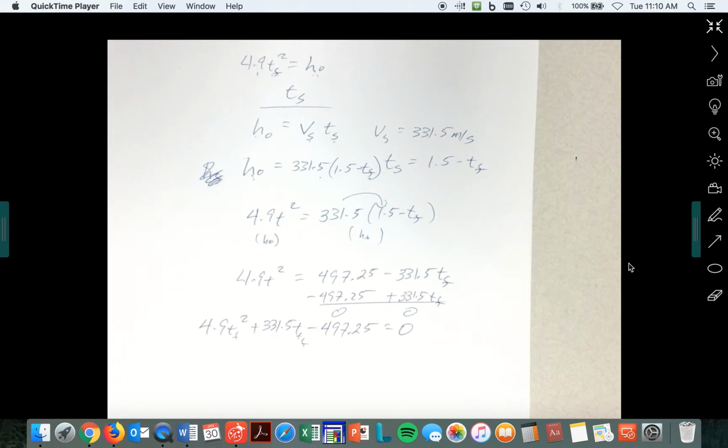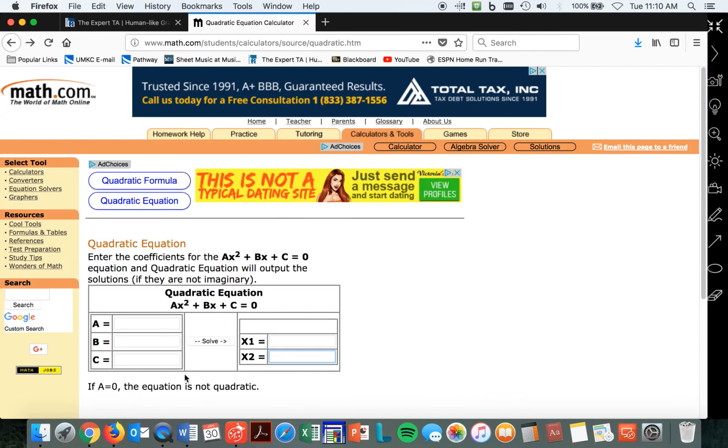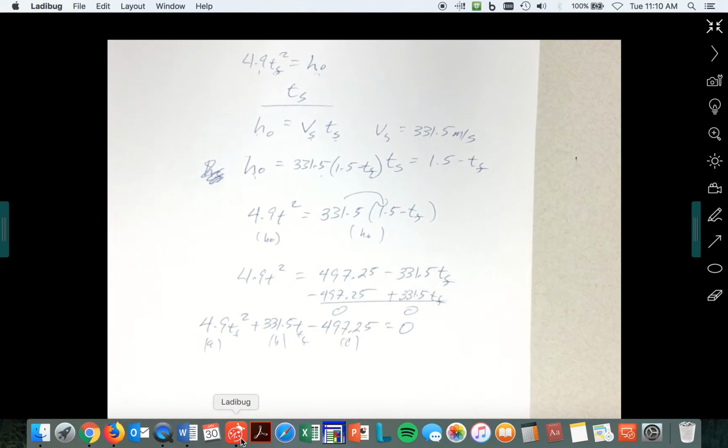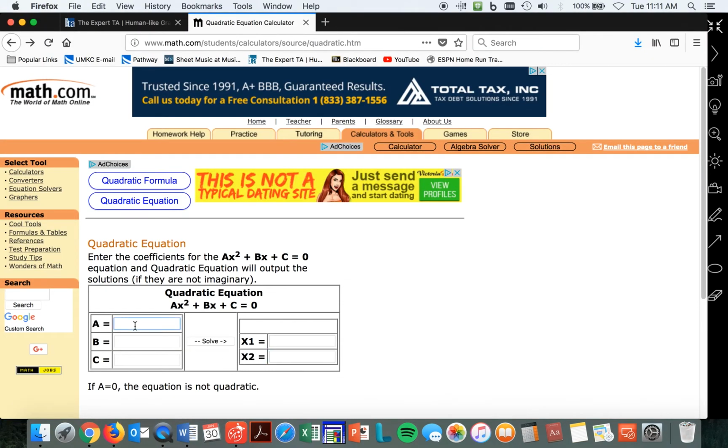These are all t final times. So what do we do? Well, we can plug it into our calculator if we want to, or we can go to math.com and go to the quadratic equation. If we flip back here, this is A, this is B, and this is C. We go, okay, 4.9. You probably won't get a quadratic equation type problem on your homework. 331.5. And then we've got to be careful. Negative 497.25. Now hit solve. Boom! Looky there.